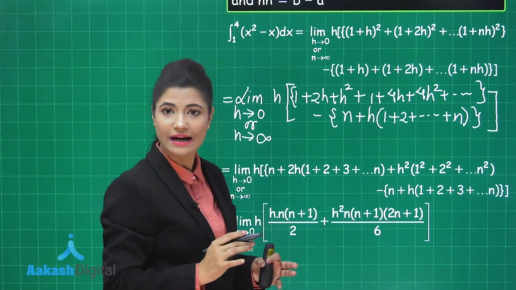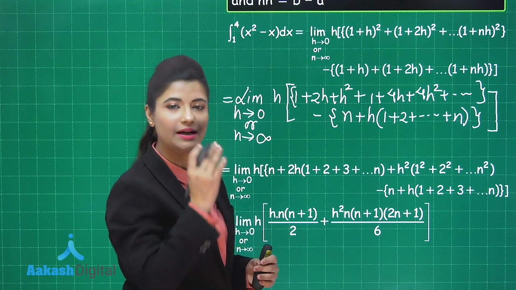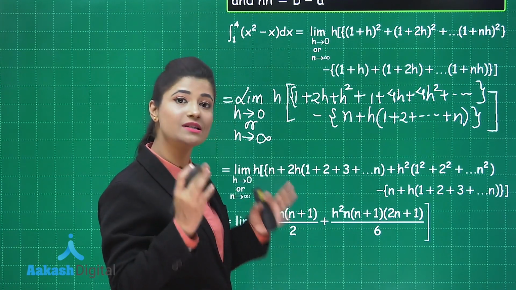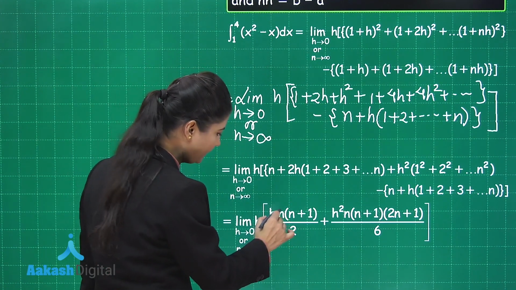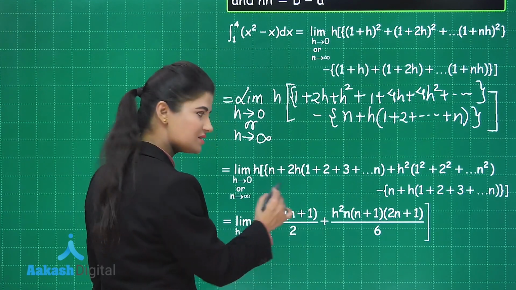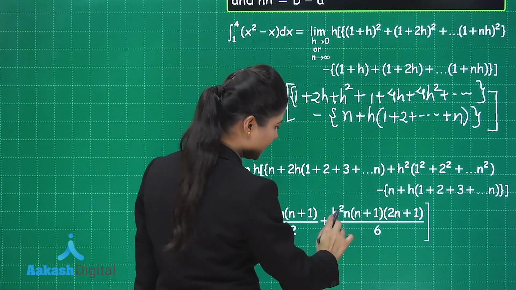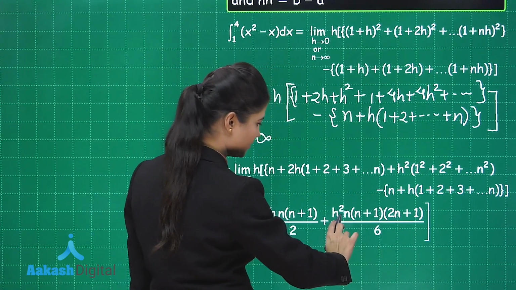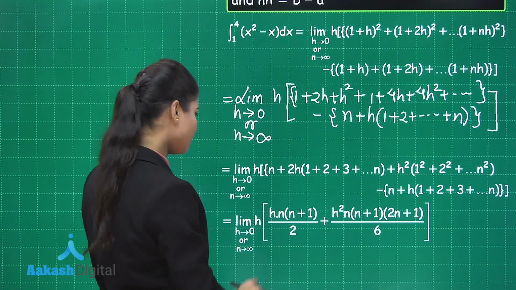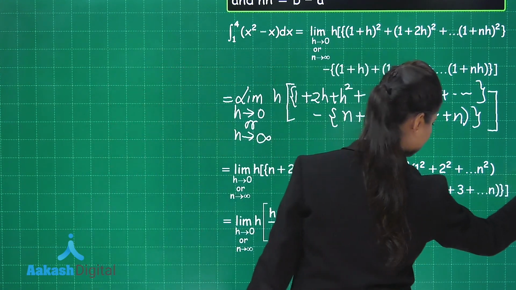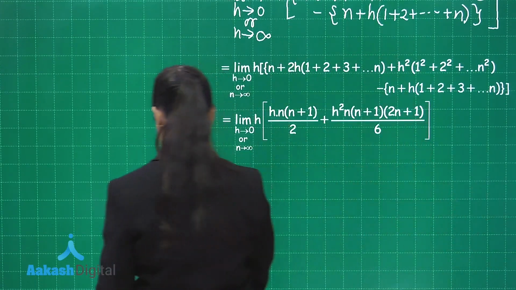This will get simplified, and ultimately you are going to get h into the sum of n natural numbers, where the sum of n natural numbers is n into (n plus 1) by 2. So this is the resultant term, while here I am getting h square into the sum of squares of n natural numbers as this term. In both of these, this will be further simplified.